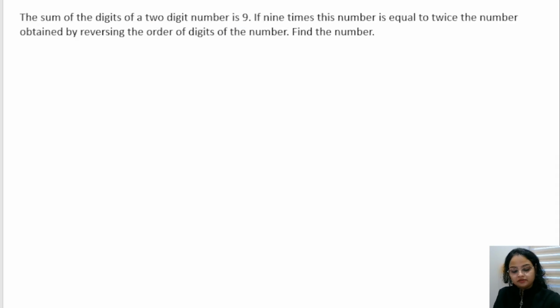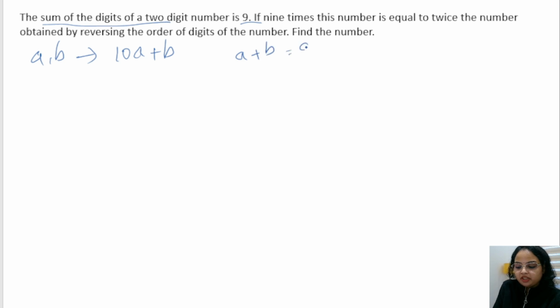Next one, the sum of the digits of a two-digit number is 9. So we will assume the digits of the two-digit number as A and B. What is the two-digit number? It is 10A + B. This is the two-digit number. And what is told? The sum of the digits. So here A + B = 9.